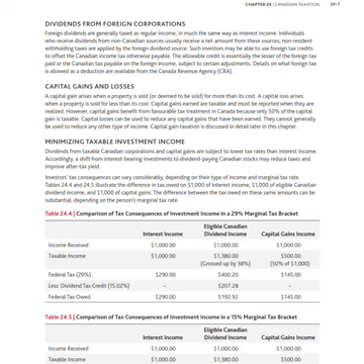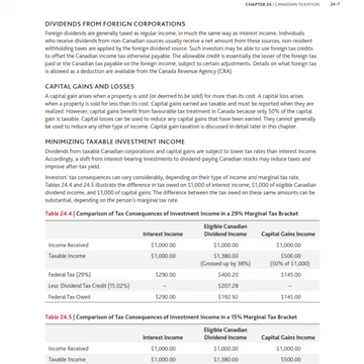Minimizing taxable investment income. Dividends from taxable Canadian corporations and capital gains are subject to lower tax rates than interest income. Accordingly, a shift from interest-bearing investments to dividend-paying Canadian stocks may reduce taxes and improve after-tax yield. Investors' tax consequences can vary considerably depending on their type of income and marginal tax rate.